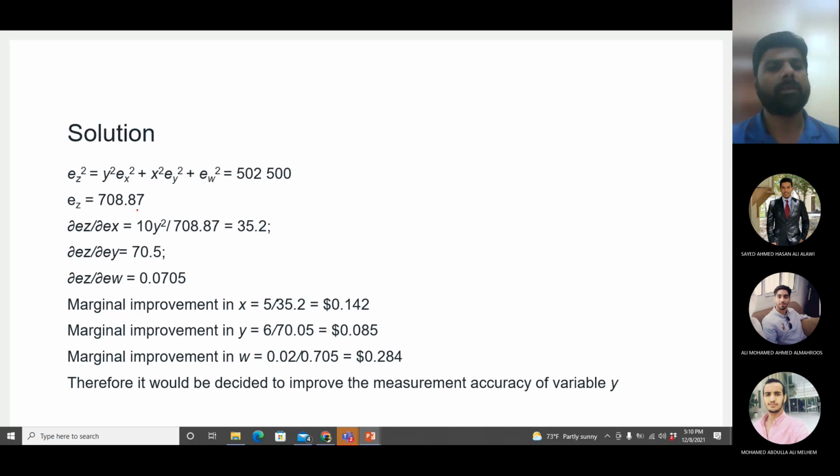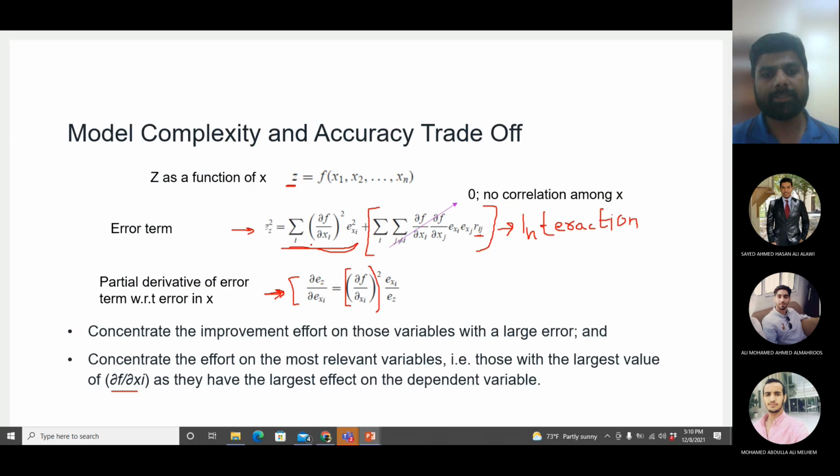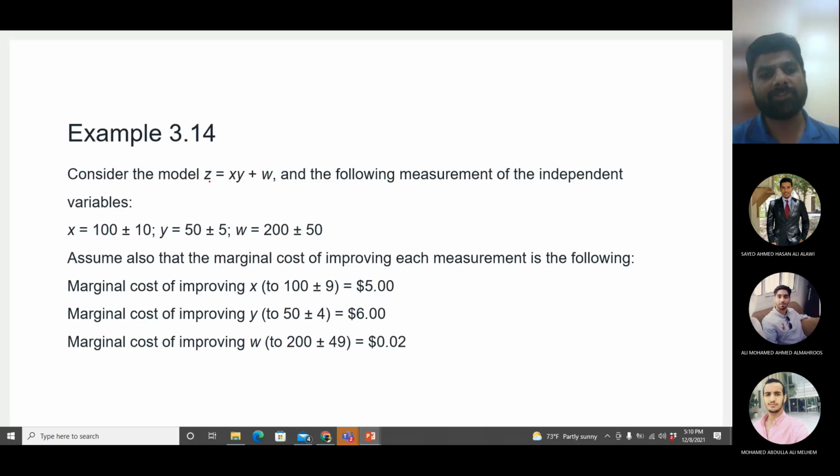Now, first of all, we calculate the overall error term. If I go back here, this is the overall error term. So we need the partial differentiation of Z with respect to each of the independent variables. So if I do the partial differentiation of Z with respect to X. Let me go here.